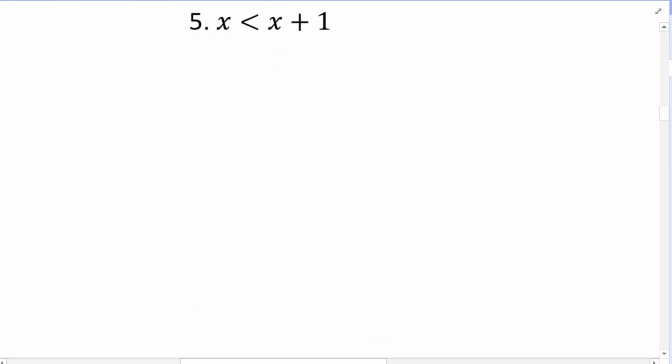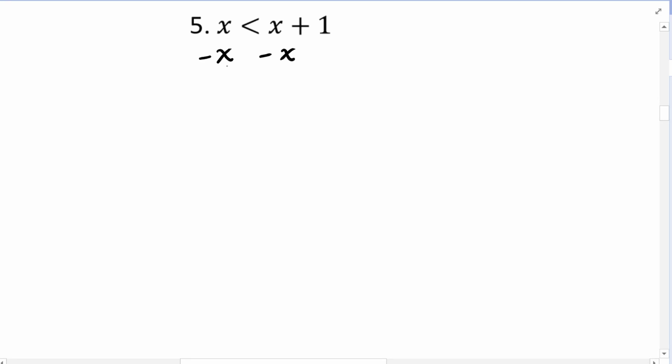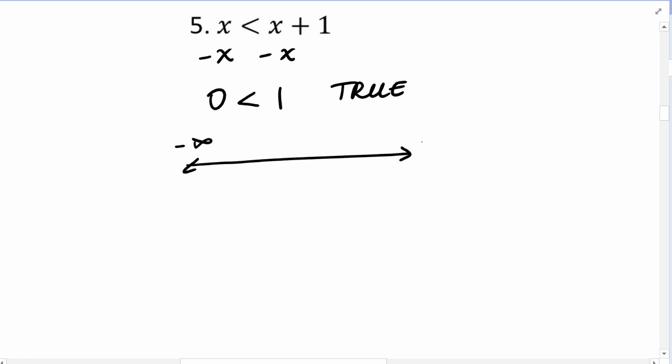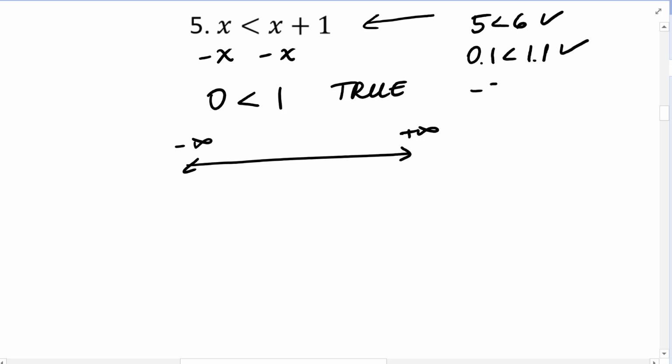And let's look at 5 now. X less than x plus 1. Again, we subtract x from both sides. X minus x is 0, less than 1. This is true all the time. So what does that mean? It means when I draw the number line, negative infinity to infinity, no matter what number I pick from here, this inequality is going to stay true. So just imagine, if we pick 5, 5 less than 6, it's true. How about 0.1? 0.1 less than 1.1, true. How about negative 7? Negative 7 less than negative 6, true. So all the numbers that we choose are solutions.